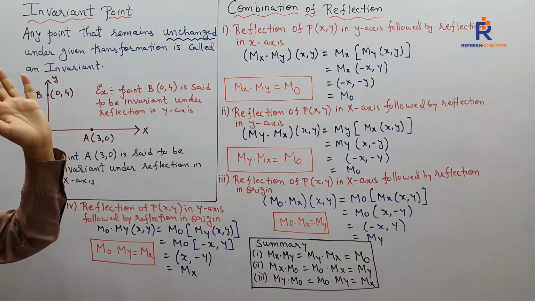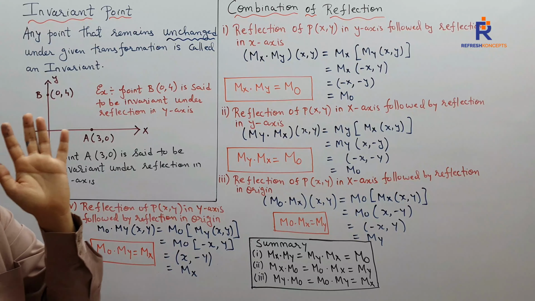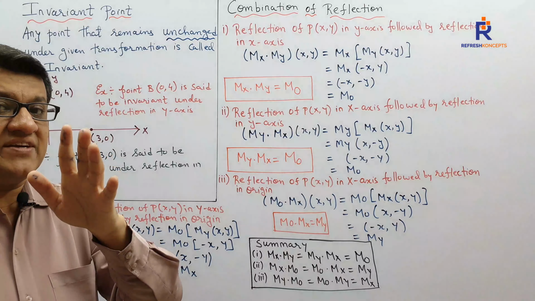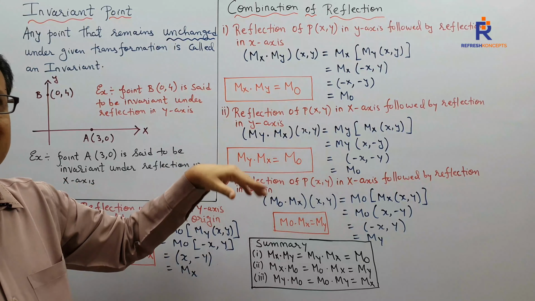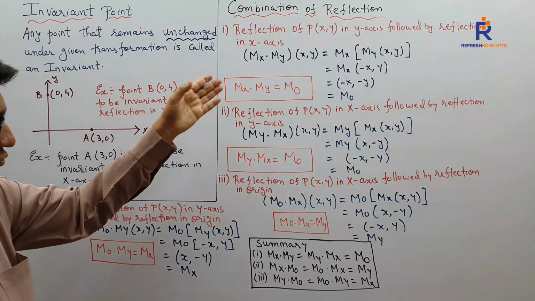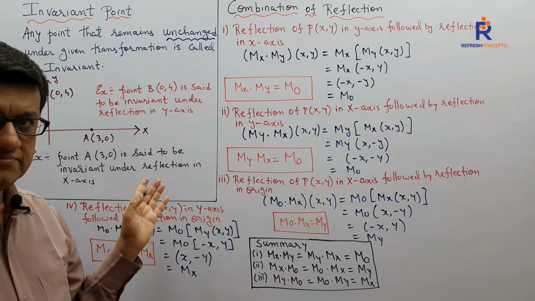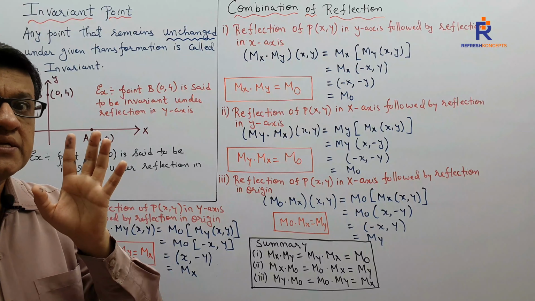In the first video, we had learned there was a point in the coordinate system. We reflected that particular point in x-axis, we reflected that particular point in y-axis, we reflected that particular point in origin. Refresh your concepts then.